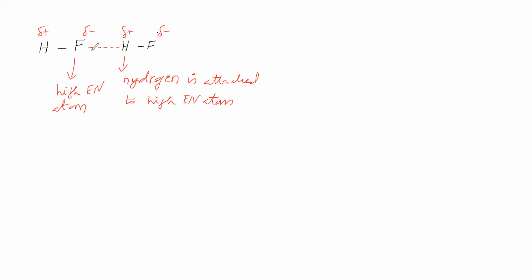Between them an attractive force is possible. This attractive force is called hydrogen bonding. So hydrogen bonding is one type of intermolecular force. It is possible between what? The highly electronegative atom of a group or a molecule, and hydrogen attached to a highly electronegative atom of another group or molecule. Between them a force of attraction is possible. That attraction is called hydrogen bonding. Sir, in HF hydrogen bonding is possible.